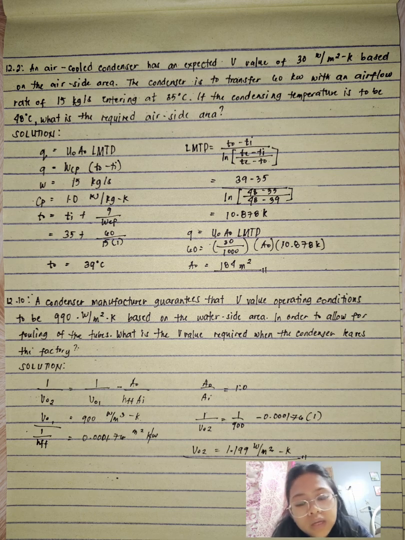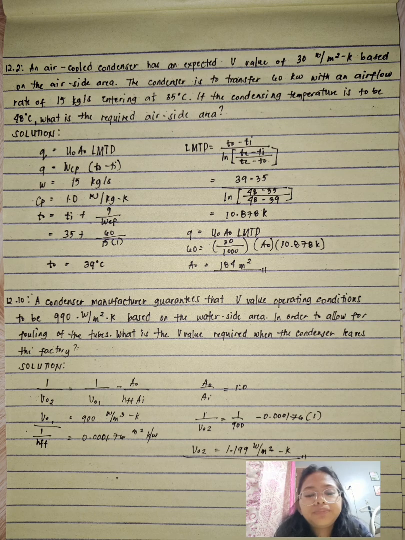So, 60 is equal to 30 over 1000 times A_O times 10.878 K. So, to get the A_O, we have our final answer, 184 meters squared.